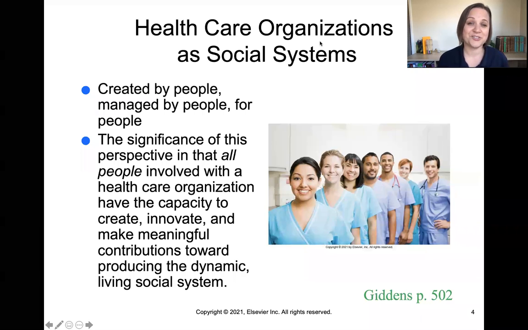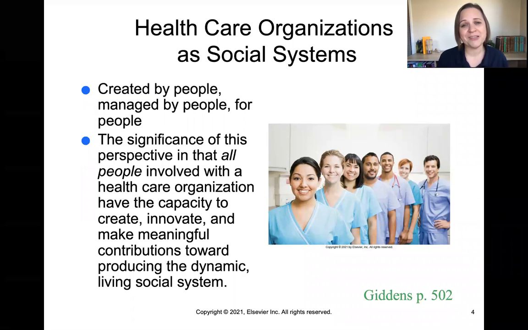Now, healthcare organizations are really social systems. They're created by people, they're managed by people, and they're made for people to use. And the interesting thing about that is all people within that healthcare organization have capacity and responsibility even to create, innovate, and make meaningful contributions towards this dynamic, always changing system. And that's the interesting thing with healthcare in general, it's not a stagnant thing. Things are always evolving and changing to be more effective, to be more efficient, and to follow the best research.